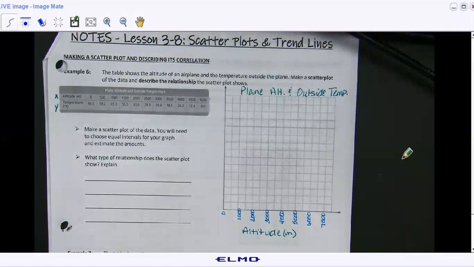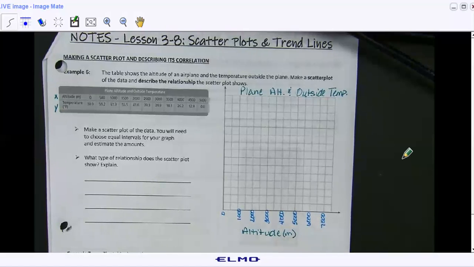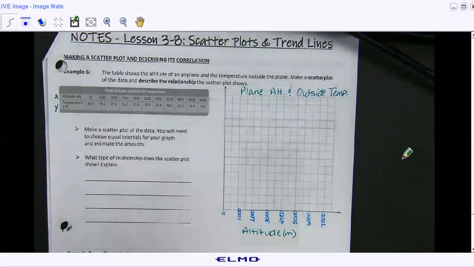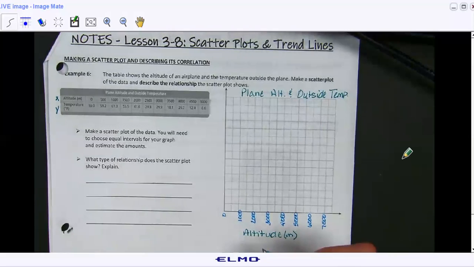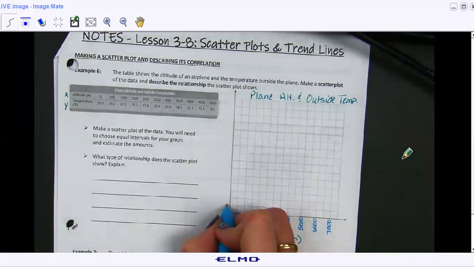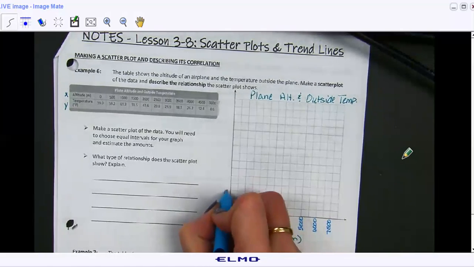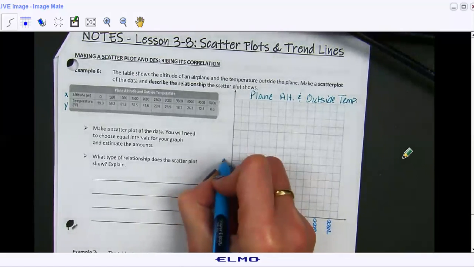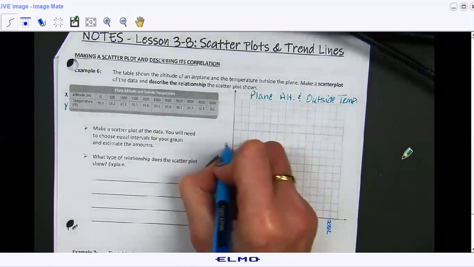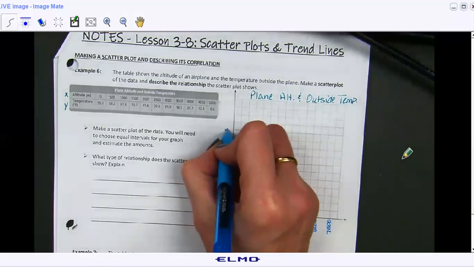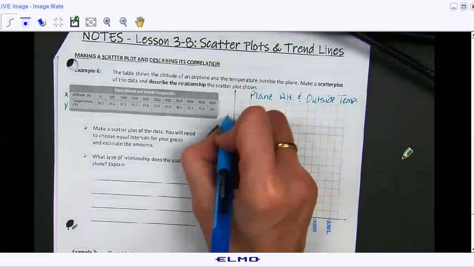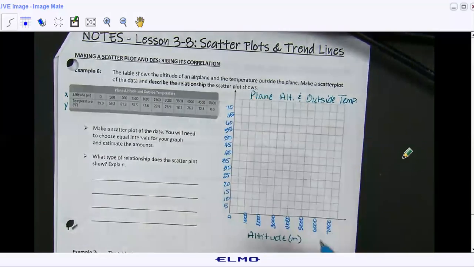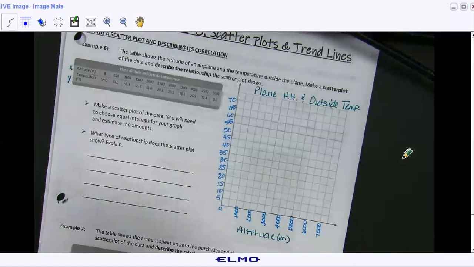On the y-axis, my lowest number is 0.6 and my highest number is 61.3. So I will be going up by 5s on the y-axis. Are we skipping a line, everyone? No. And we will need to label that temperature.